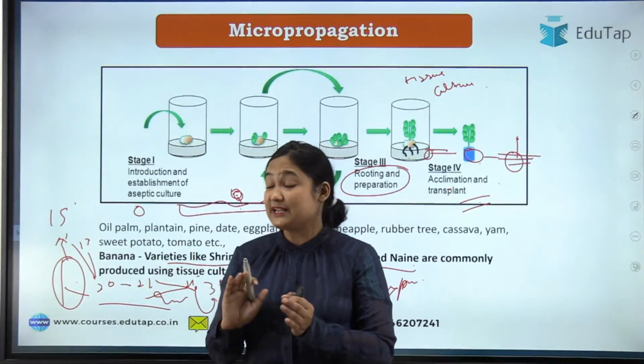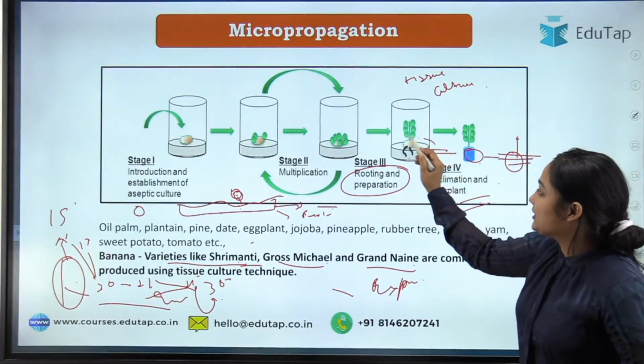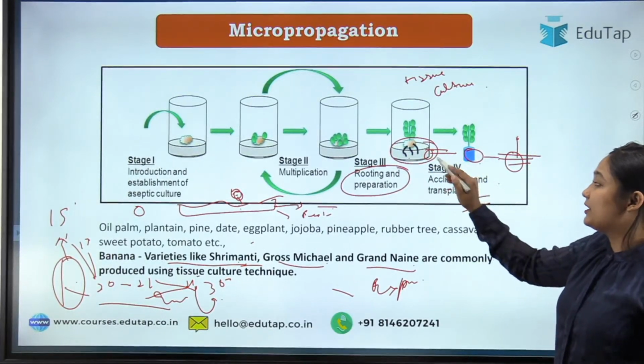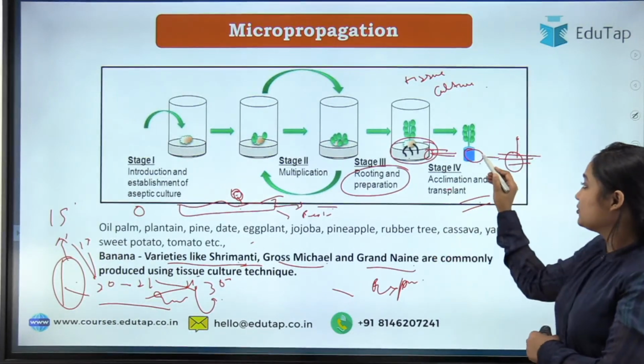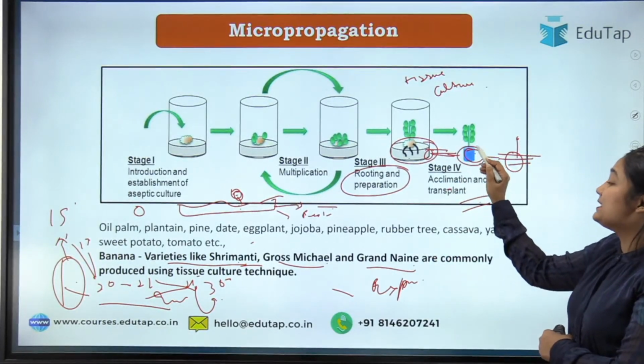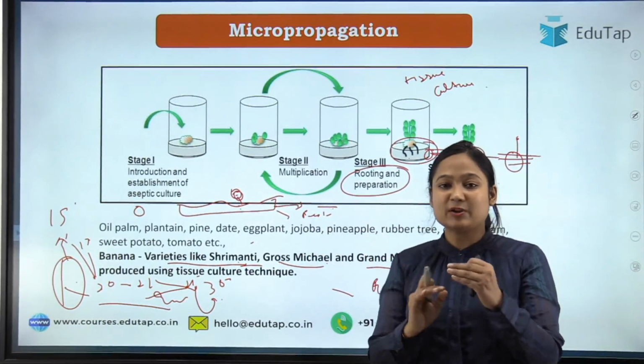So slowly acclimatize. In the case of micropropagation, what we are saying is that until now we have kept it in a nutrient medium. Okay, suppose it is in a gel-like medium. We will slowly solidify the medium. Okay, we made it a little solid. Once it acclimatizes to that, suppose we make a combination of soil and water.